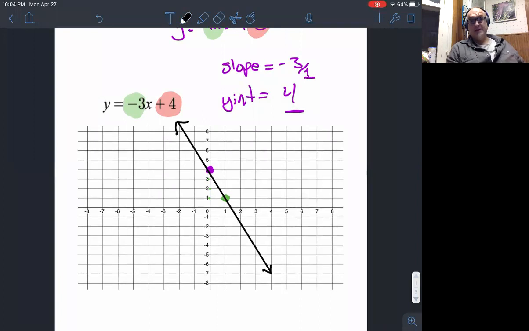We didn't have to make the table. We didn't have to choose any ordered pairs. We just found the y-intercept first, and then we climbed the mountain slope, created a second point, which we then connected to make a straight line. I'm going to give you 3 more quick examples.